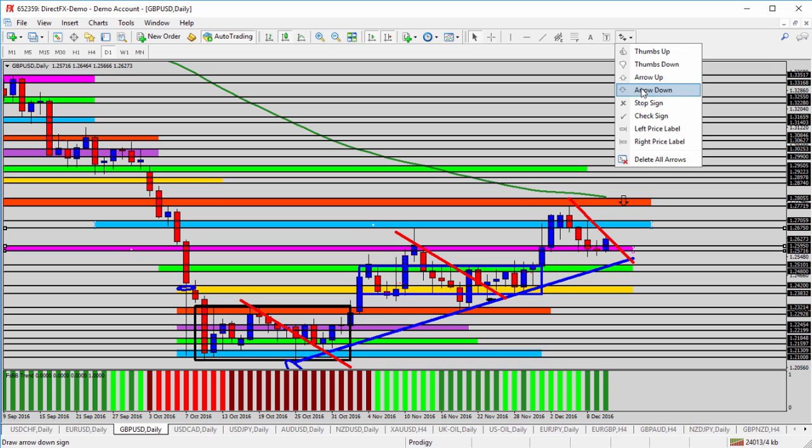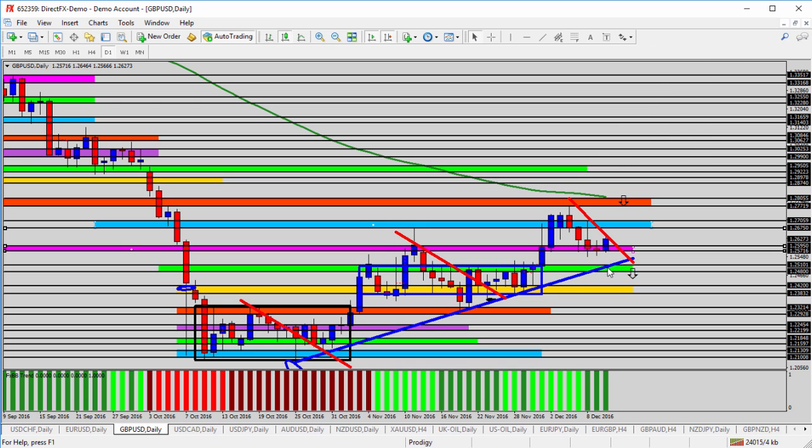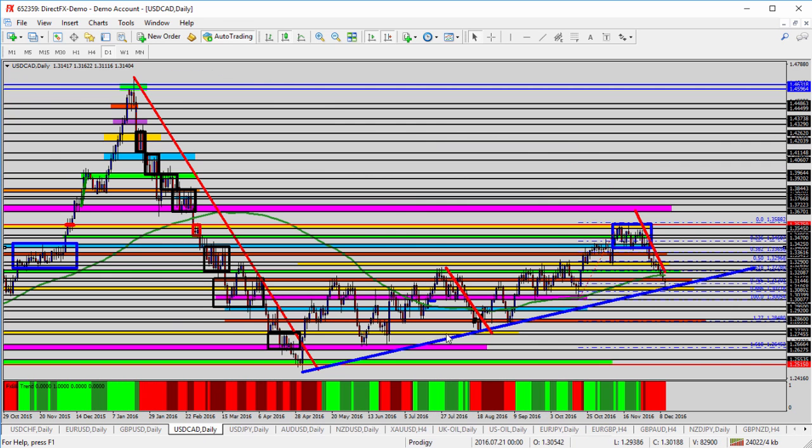A breakdown of that blue trend line, I think we could be looking for some further movement lower. Staying above the blue trend line and within the rising trend, we could be looking for another rally back again, like I said, towards the 100 period simple moving average here for the GBP USD. Moving on over to the USD CAD.